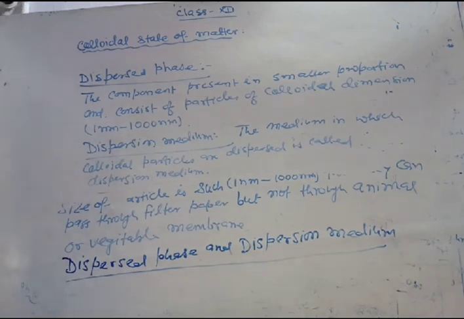Okay, there are three different bases on which we classify colloids. We will discuss them one by one. First, based on the physical state of the dispersed phase and dispersion medium; second, based on the nature of interaction between the dispersed phase and dispersion medium; and third, based on the type of particles of the dispersed phase. Okay, there will be different classifications of the colloidal state or colloids. Okay, thank you.